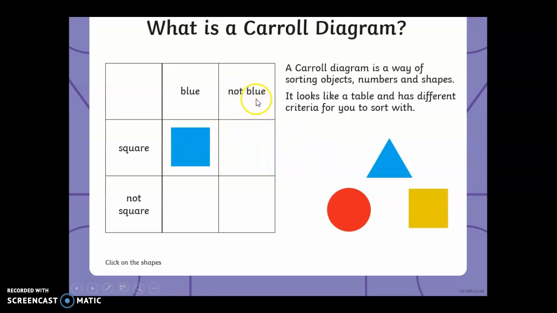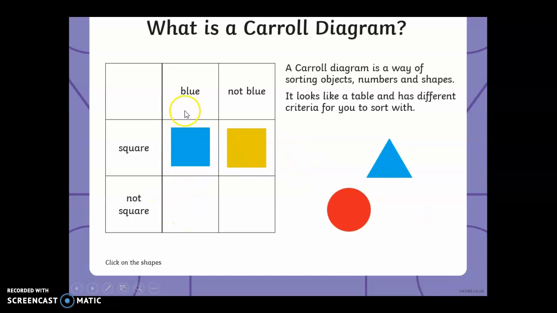Okay, what about anything that is not blue, but is a square? So we have to find something that is a square and not blue to go here. So can you see this row over here? We have a row and we have a column. This row has to have anything that is a square, and this column anything that is not blue. So let's go and look for a shape that is a square and not blue. This is a square and it's not blue, so it goes there.